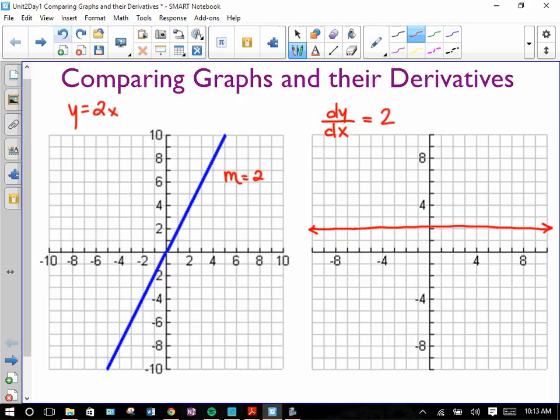Okay, so let's take a look at another graph. Again, notice, you guys said that the slope of this graph is always positive. So notice.